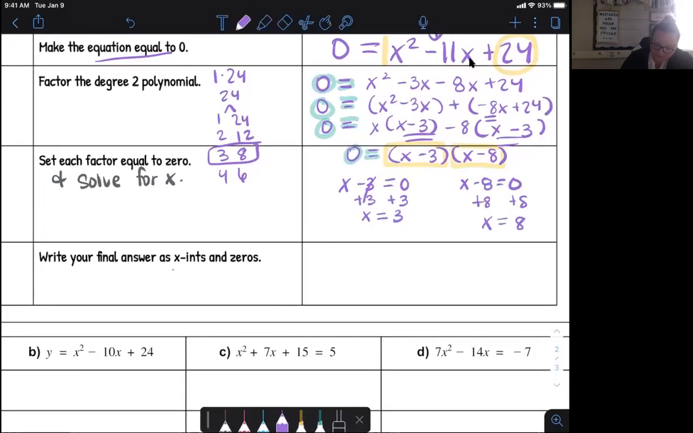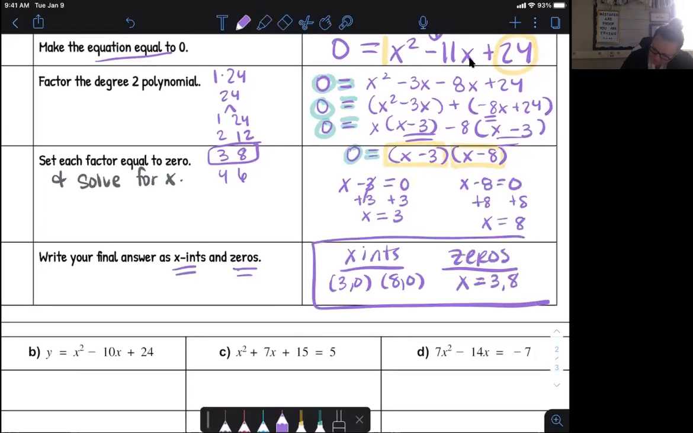Well, our final step is to write our final answer as x-intercepts and zeros. My x-intercepts are at (3, 0) and (8, 0). My zeros are x equals 3 and 8. When you do your homework on MathXL, MathXL wants you to write your final answers as zeros. So you're going to enter x equals 3, comma, 8 for your final answer on MathXL. I'm pretty sure that's right. Let me know if I'm wrong.